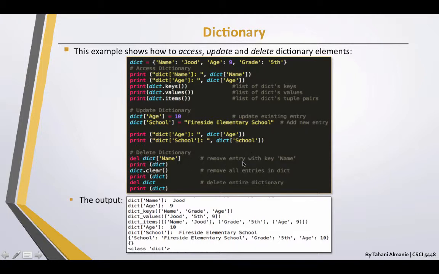To delete an entry, use its key with del statement. Clear method will remove all entries in the dictionary, and del with the dictionary name will delete the entire dictionary.